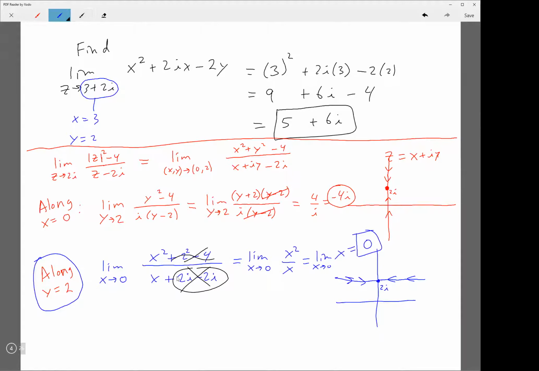Okay, so this shows, because along this path you get negative 4i, and along this path you get 0, and those aren't equal. The limit does not exist. Okay, so this limit doesn't exist.